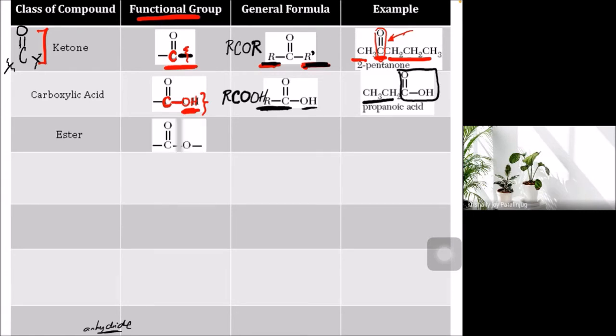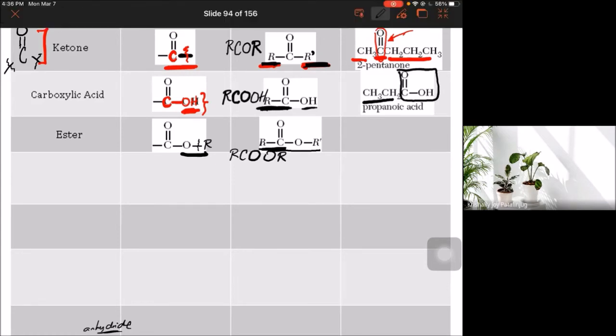Next, ester. So this is another carbonyl-containing functional group. This time, as you can see, there is an OR. Why OR? This is an R group here. So the type formula is based on its general formula: R, carbon double bond O, then OR. So that is the ester.